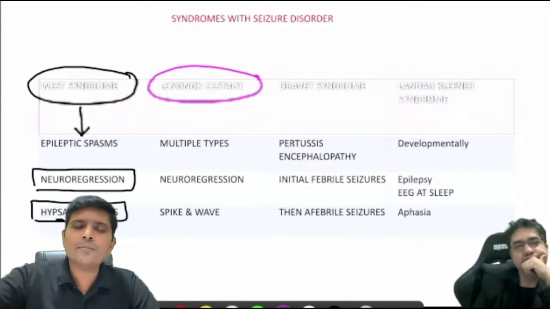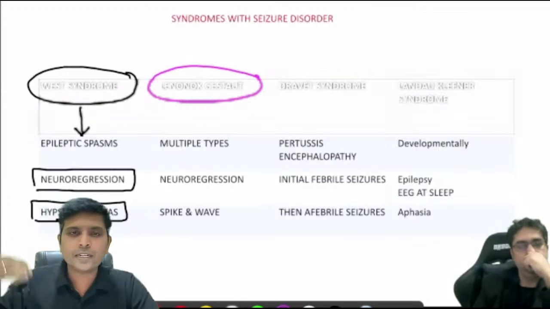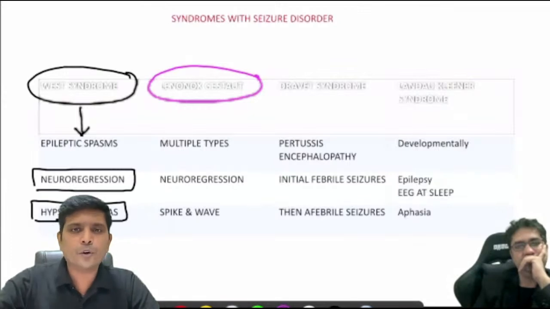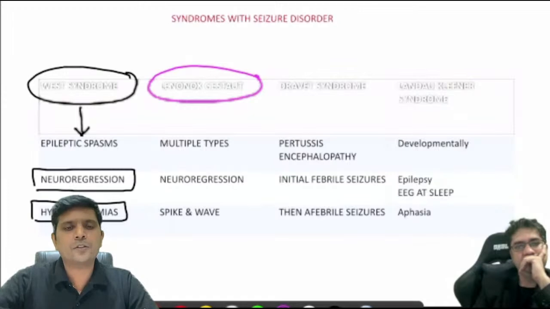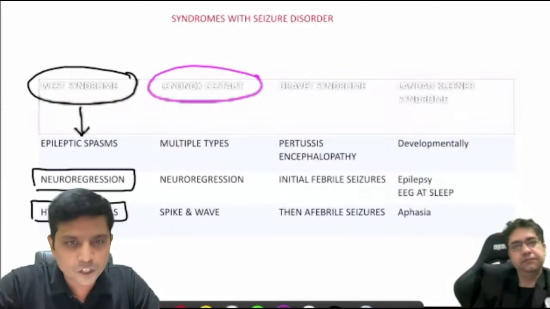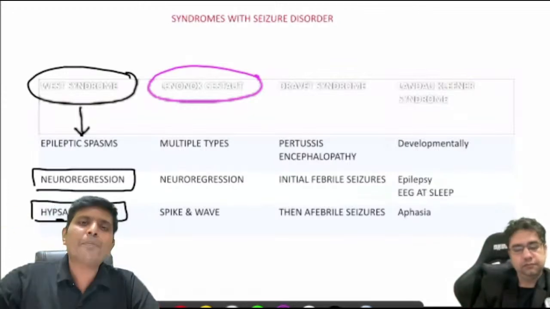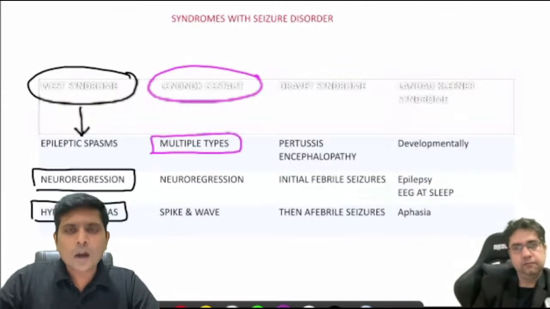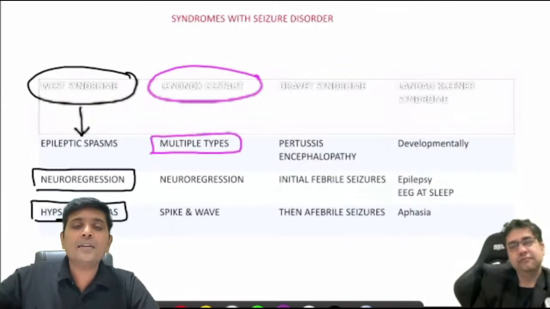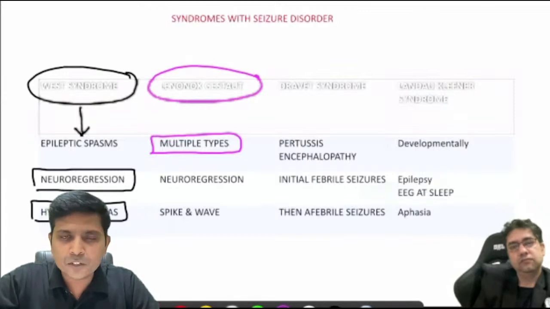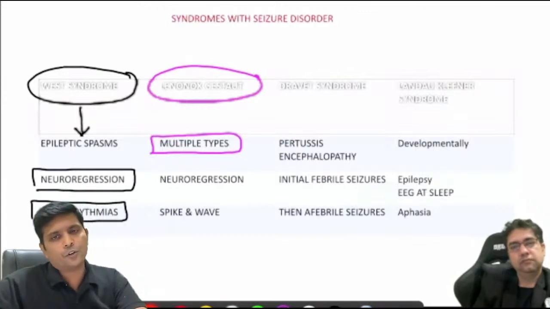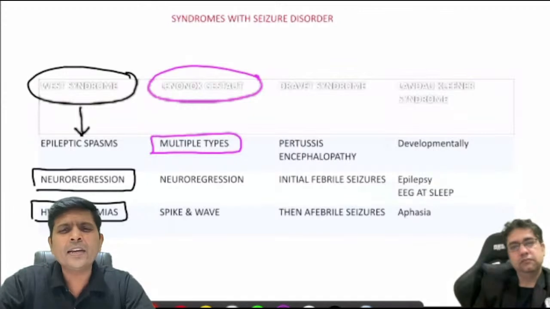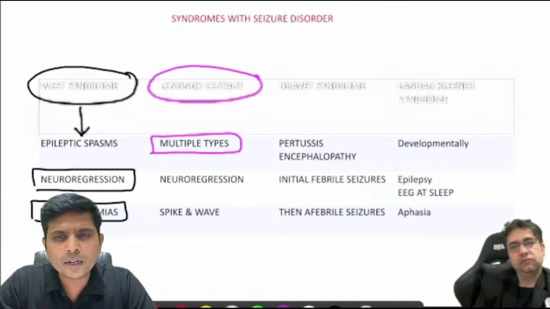The child sometimes shows tonic seizure, sometimes clonic, sometimes myoclonic. So each and every time the seizure pattern varies. That's why there are multiple types of seizure pattern. When you have multiple types of seizure pattern, obviously you will have multiple types of EEG pattern. This is called Lennox-Gastaut syndrome. And finally, very important and the most commonly asked question is Dravet syndrome.